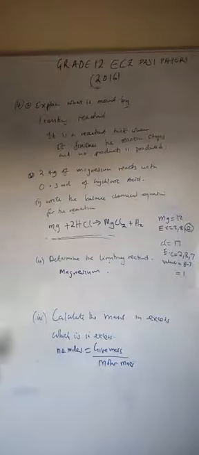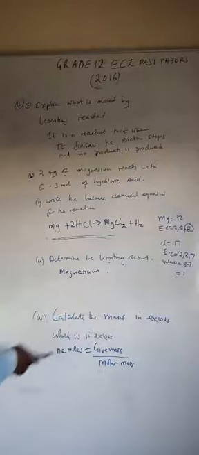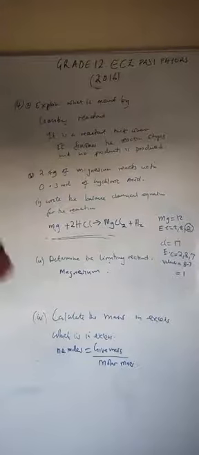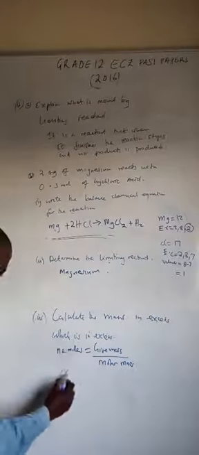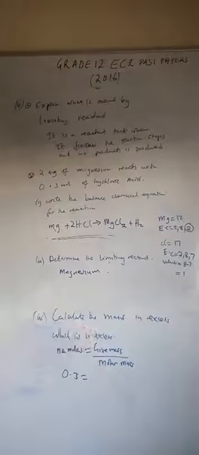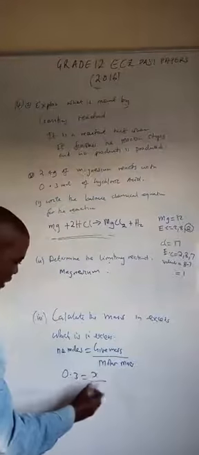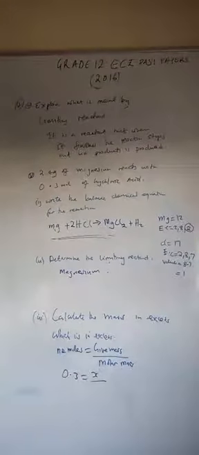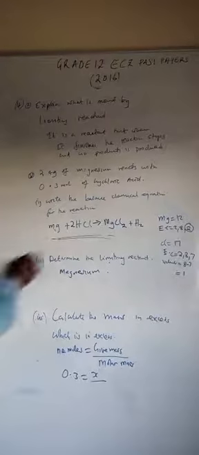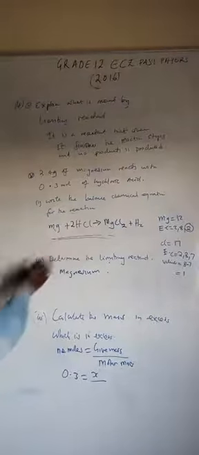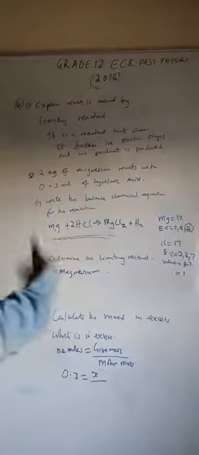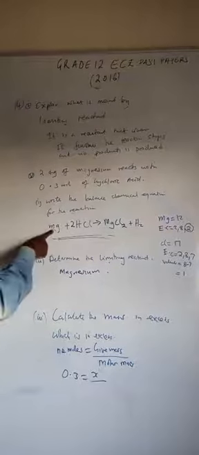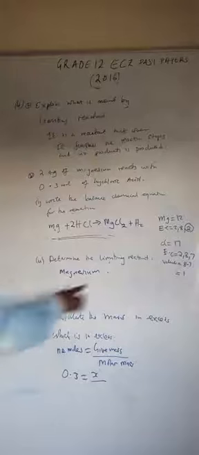So as I said, the last question is calculate the mass in excess, which is in excess. So the number of moles is what? The number of moles was 0.3. So on the moles there, I put 0.3. On the mass, we put X. We do not know the mass. And then on the molar mass, the molar mass of which compound? We are finding the molar mass of the compound that is in excess, meaning there's more of it. Because there are two reactants, we are reacting magnesium and hydrochloric acid, we are going to find the molar mass for hydrochloric acid.